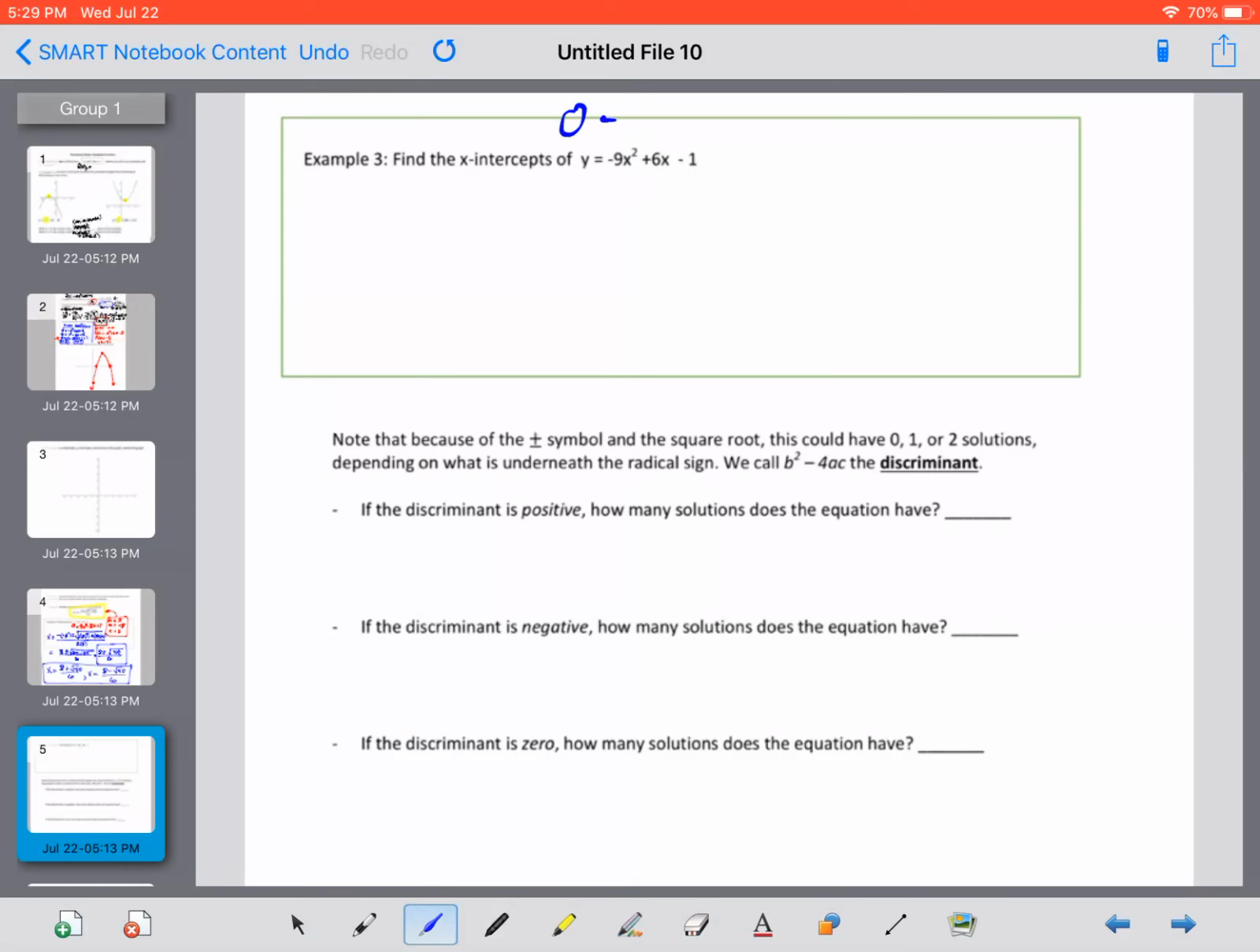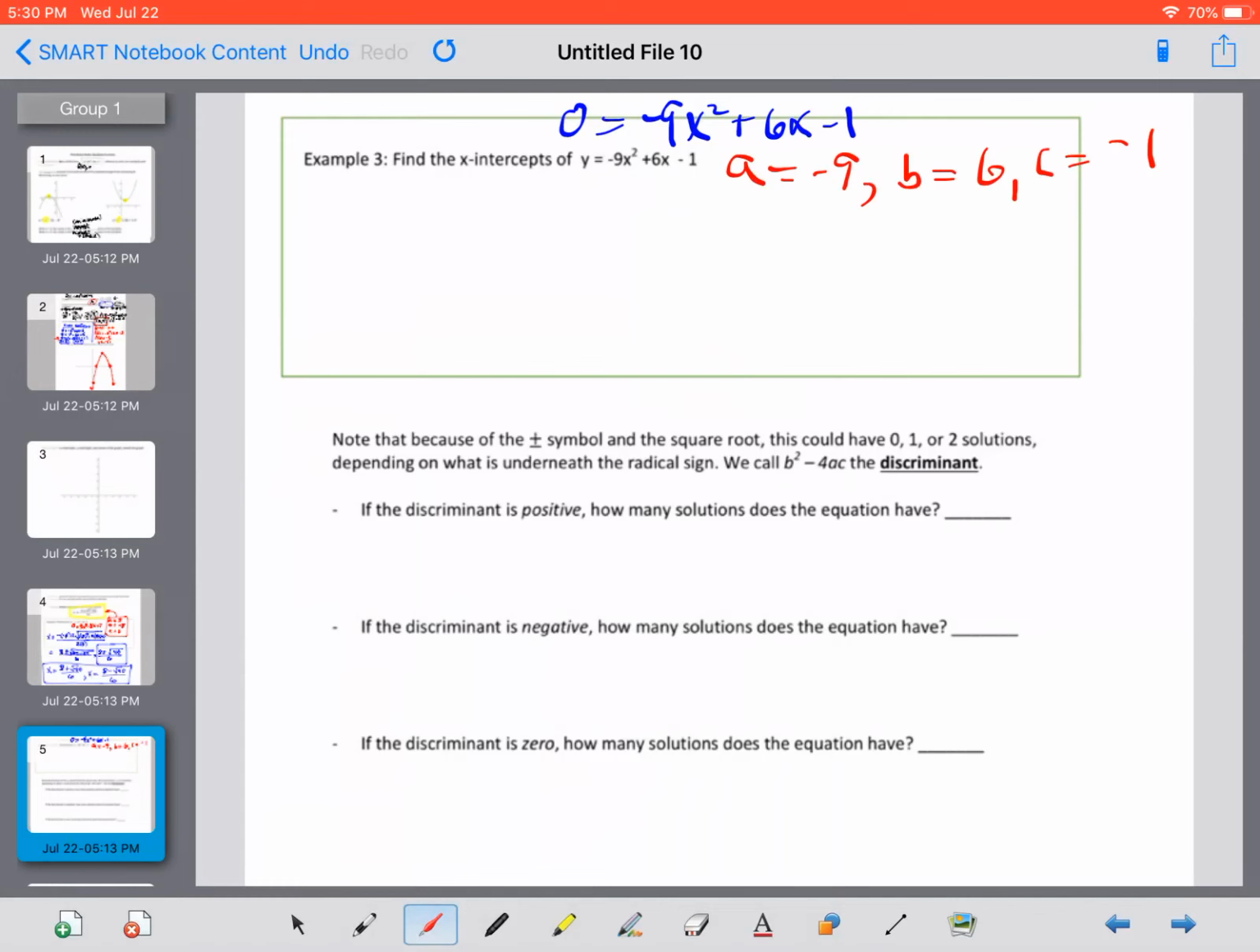Right, this is what we're doing. We're setting this equation equal to 0: negative 9x squared plus 6x minus 1. So the first thing I'm going to want to do is pick out my a, my b, and my c. A is the coefficient of x squared, so a is negative 9. B is the coefficient of x, so that's 6. And c is the constant, that's negative 1.